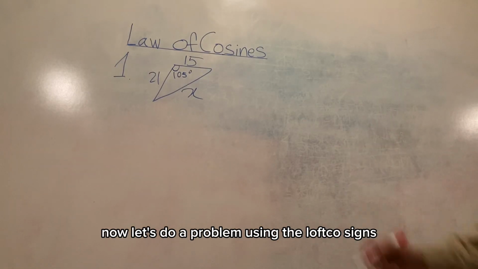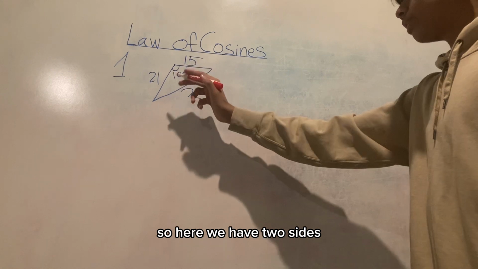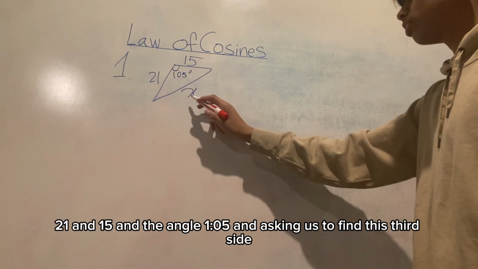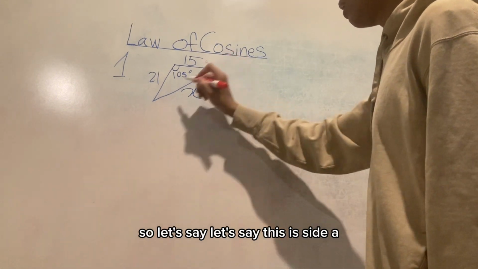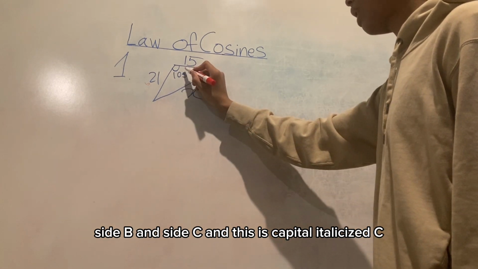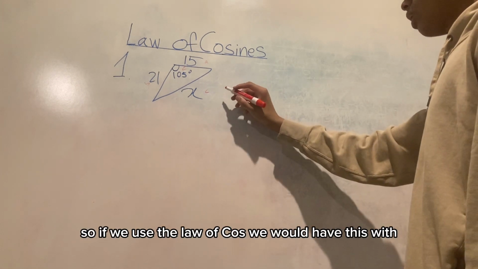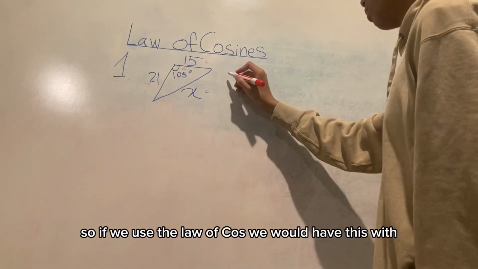Okay, now let's do a problem using the law of cosines. So here we have two sides, 21 and 15, and the angle 105, and they're asking us to find this third side. So let's say this is side A, side B, and side C, and this is capital italicized C, this angle here.